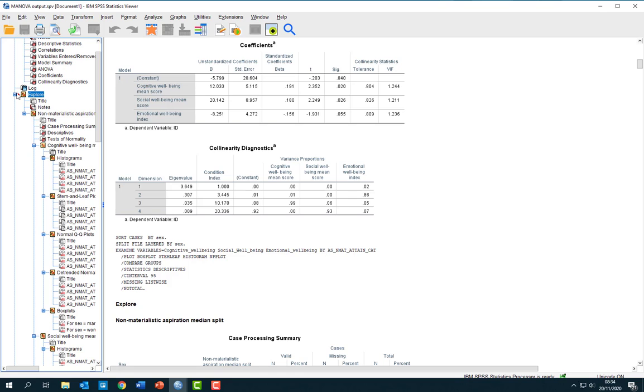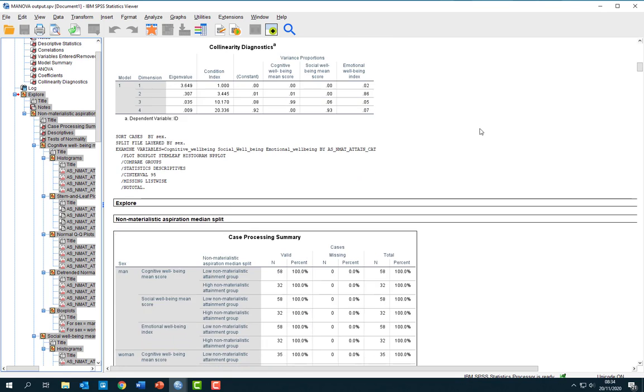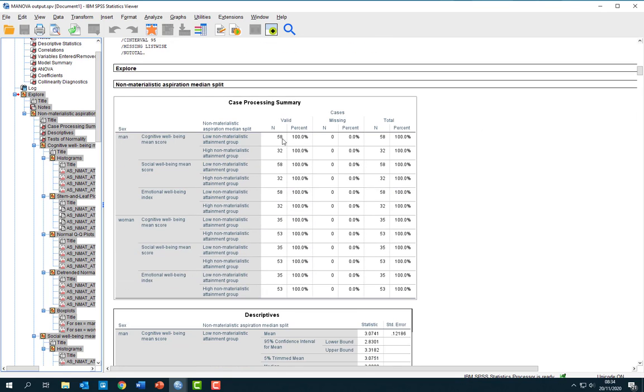So if we go down here, we can see how many individuals we have in each of our subgroups. So for males in the low non-materialistic attainment group, we have 58. In the high materialistic attainment group, we have 32. And for females, 35 and 53. So we have a bit of an imbalance here, and our smallest group is 32.